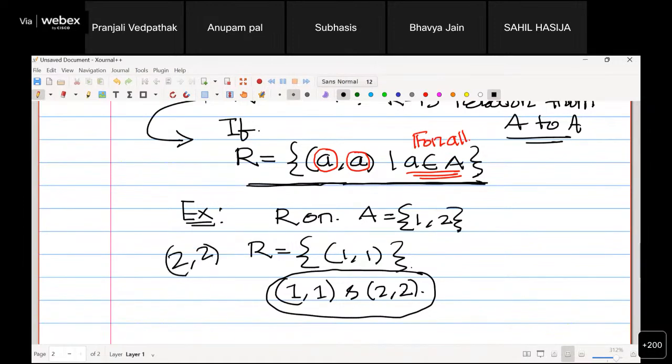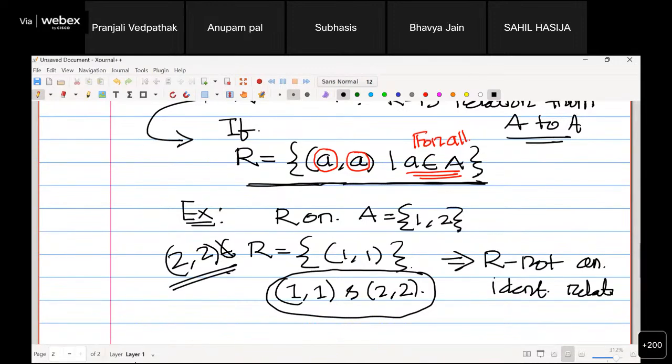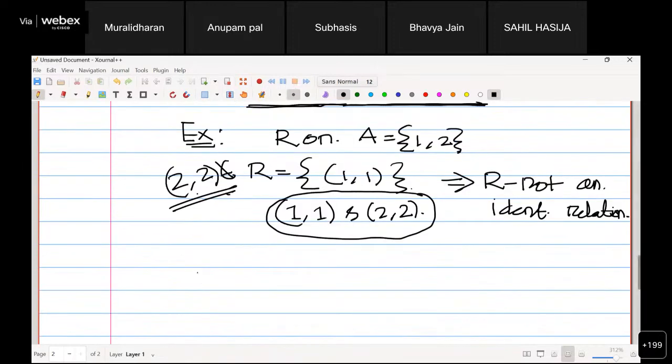(2, 2) is missing. That means R is not an identity relation. Suppose the set contains (1, 2) or (2, 1), that is not an identity relation either, right? So let me take this example.